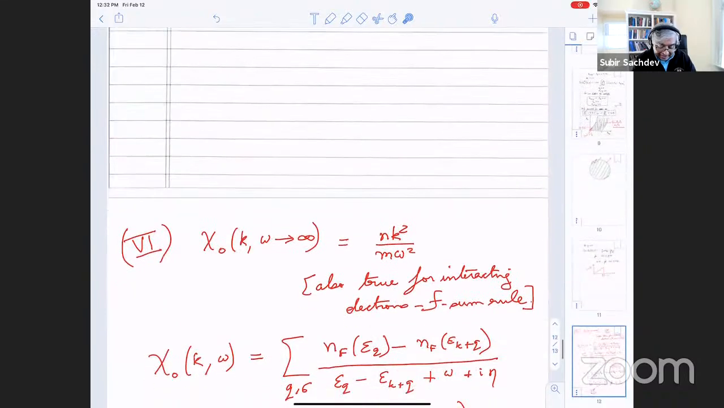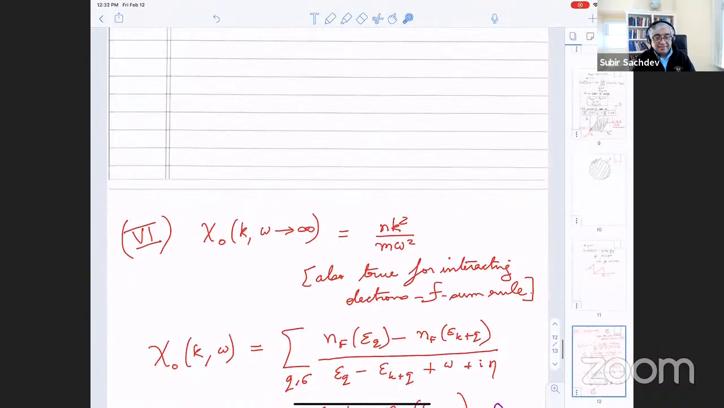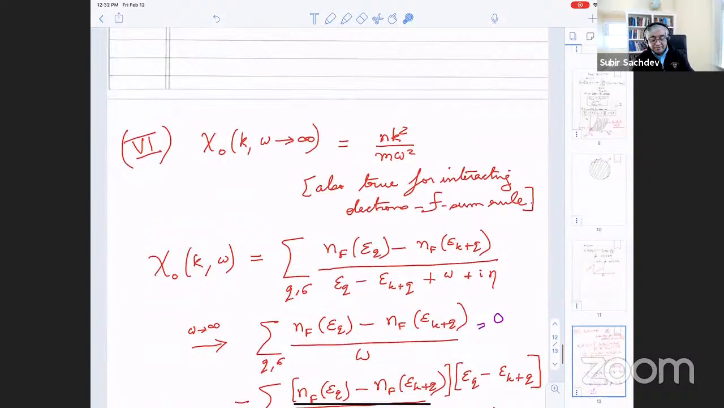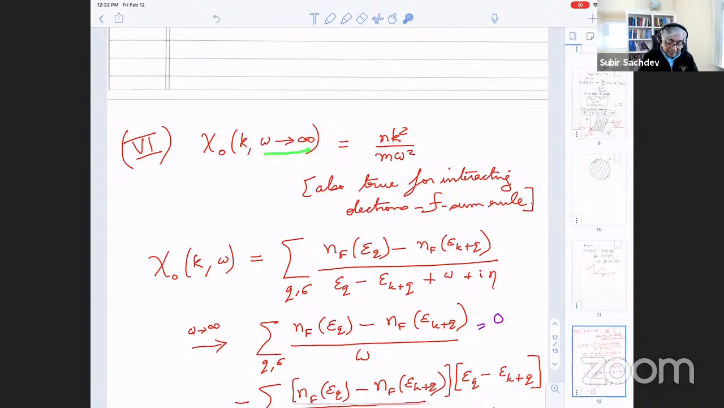Finally, property six relates to another beautiful result. And here it turns out, maybe like property one also, the result for the free electron gas is exact and also true for the interacting electron gas. They have the same property. And that's the limit where you send omega to infinity. So omega to infinity means very short time. So you're looking at the short time response.